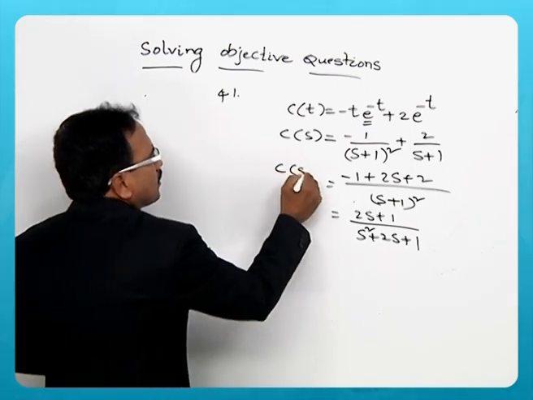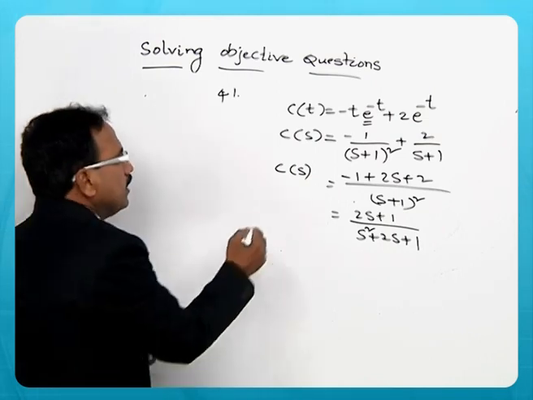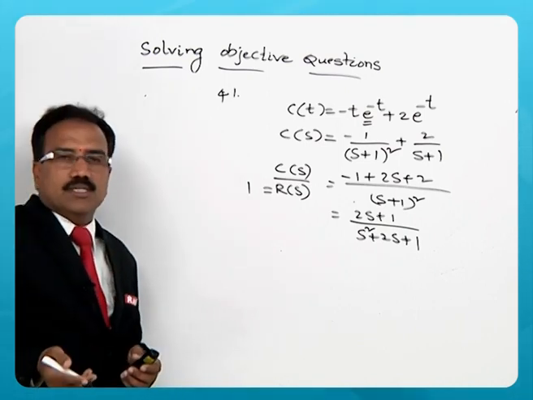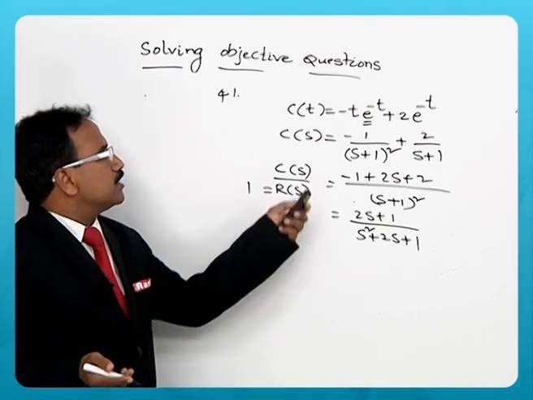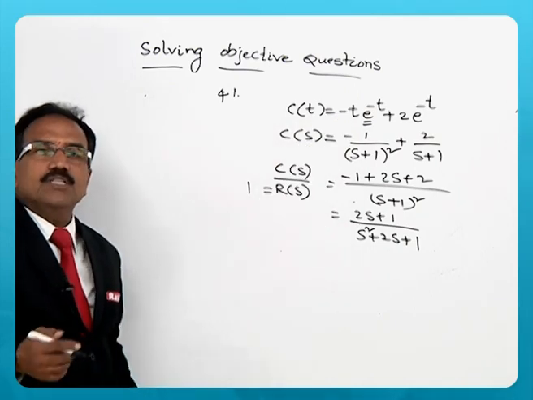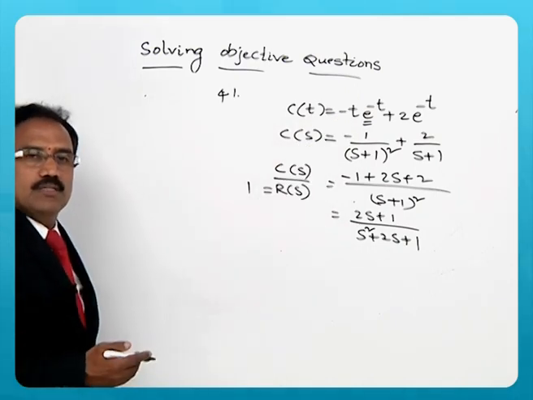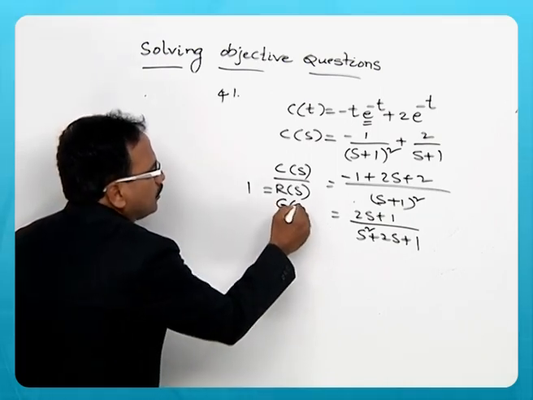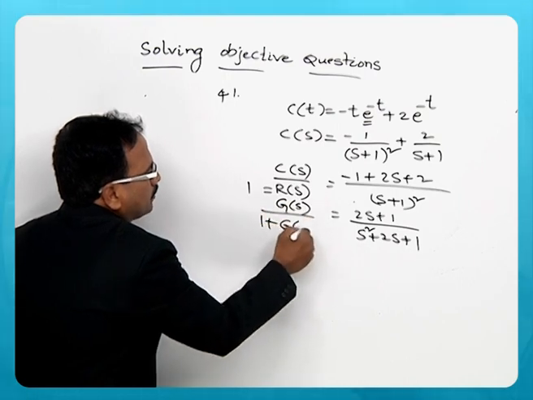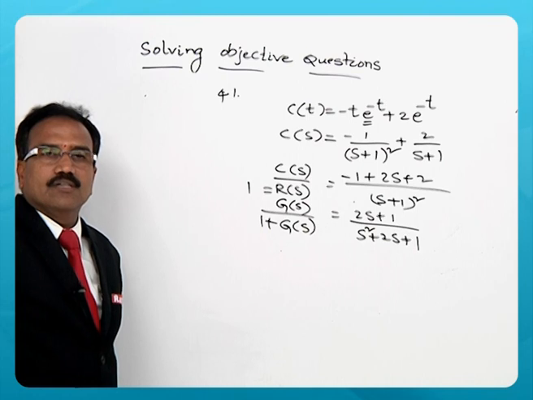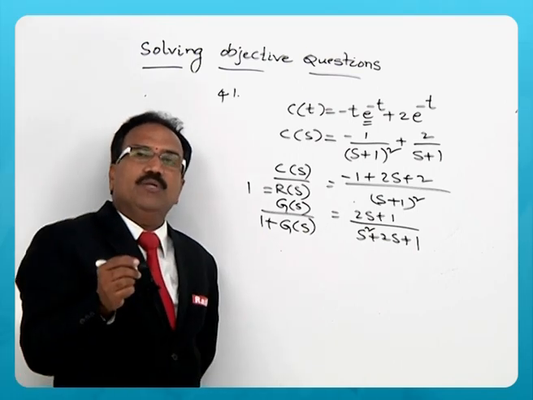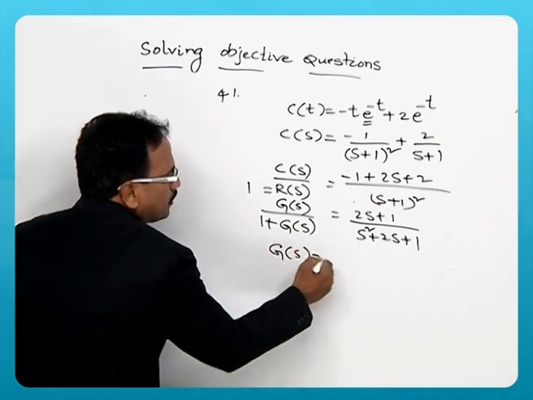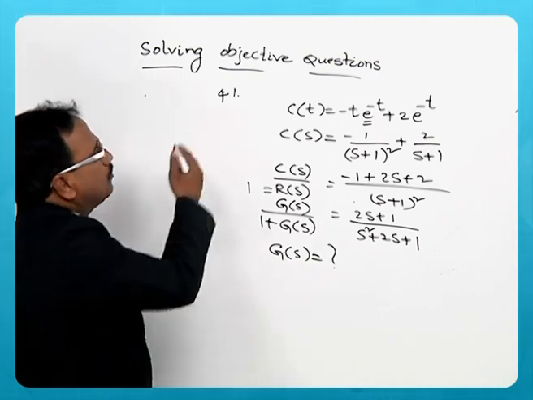It is C(s)/R(s). Because R(s) is equal to 1, this is an impulse input, because this is the impulse response that you got. Now what is its open loop transfer function? Remember, if it is a unity feedback control system, I can write this as G(s)/(1+G(s)). The question here is, what is its open loop transfer function? That is, he wants only G(s) in question number 41.